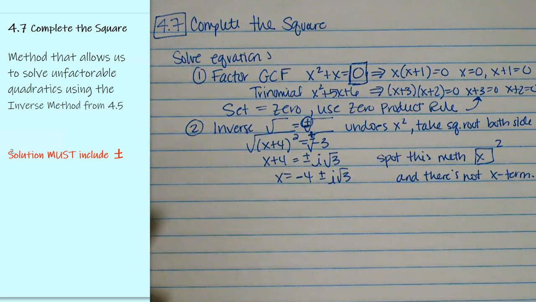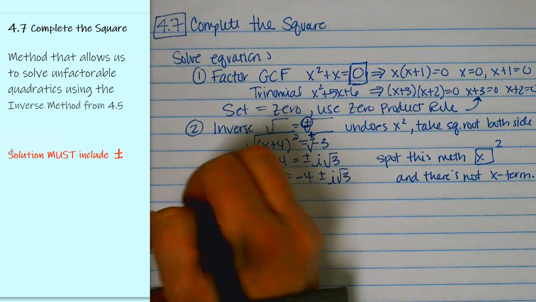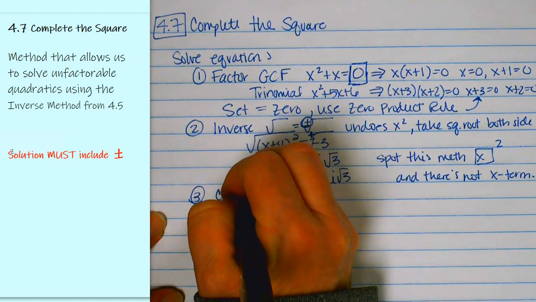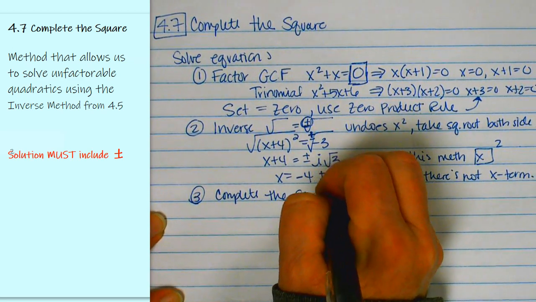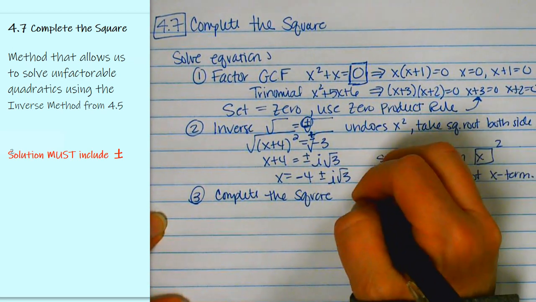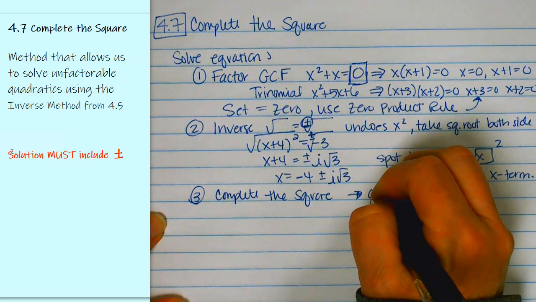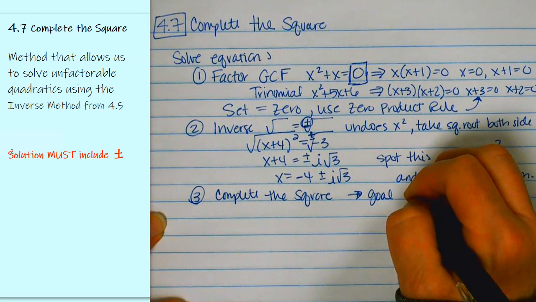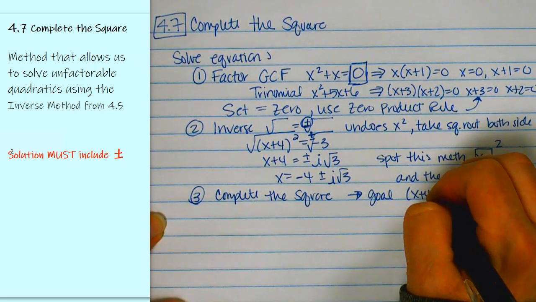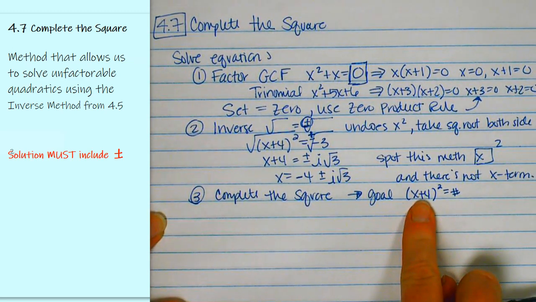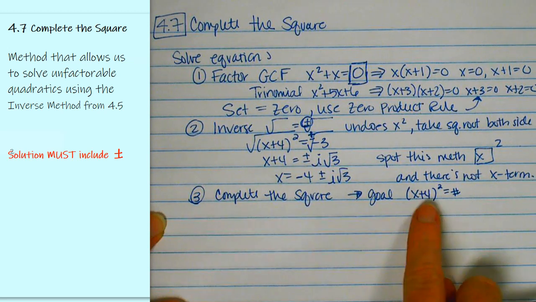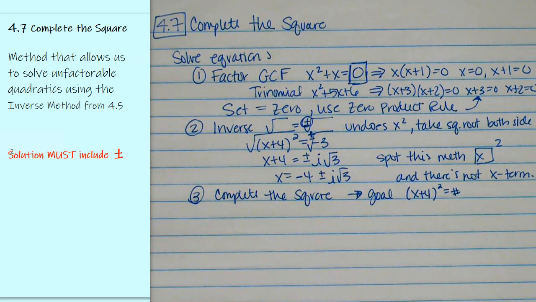And so today we're going to learn method 3, which is called complete the square. And that goal is to have something like x plus 4 all squared equals a number. We're trying to get a square. Complete the square. We need a square. So I want to explain why we're doing what we're doing, and then we're going to learn how to do it.